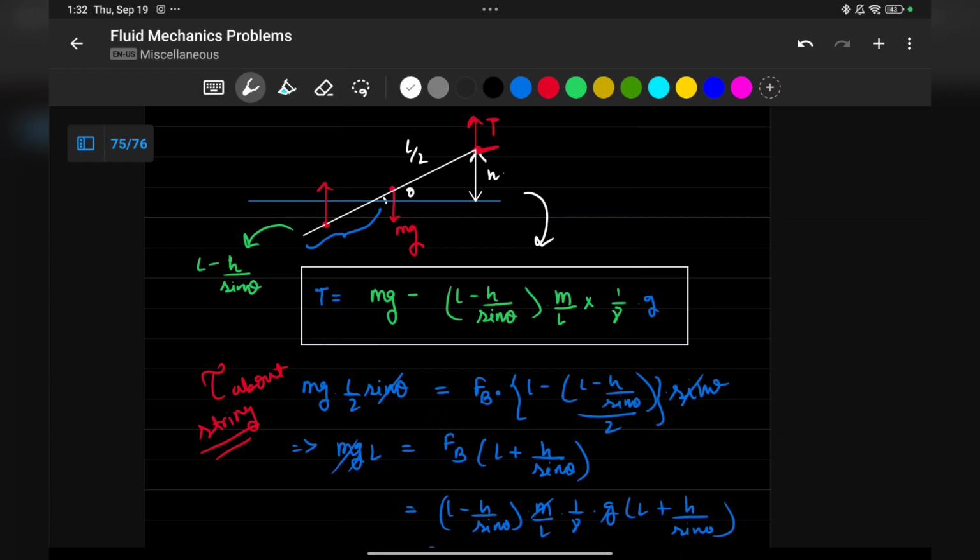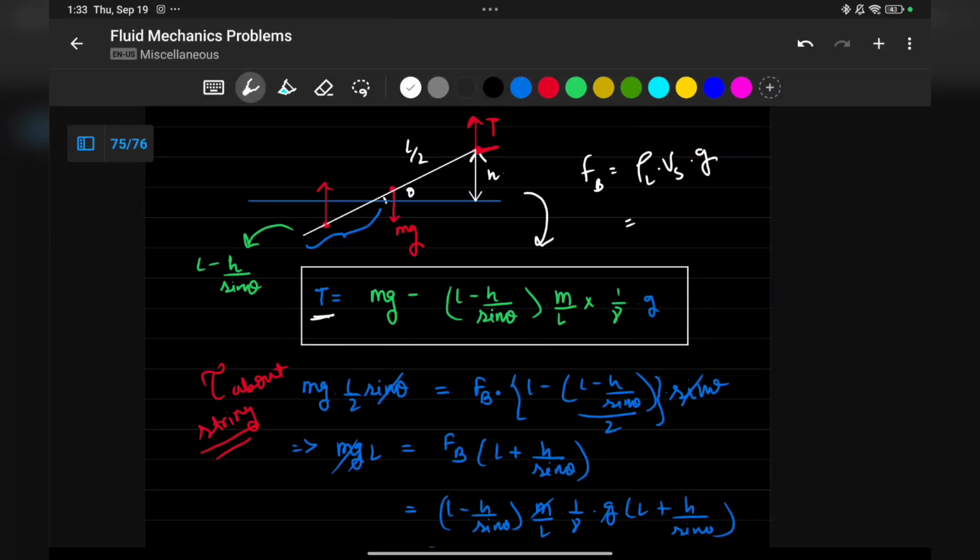So tension is equal to the difference of the weight and the buoyant force, mg minus buoyant force. Now how do we calculate the buoyant force? This is also an interesting part. Buoyant force is rho liquid into V submerged into g, right? So how will we find V submerged?